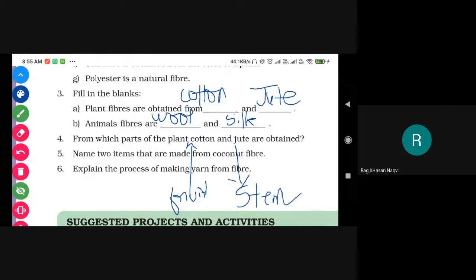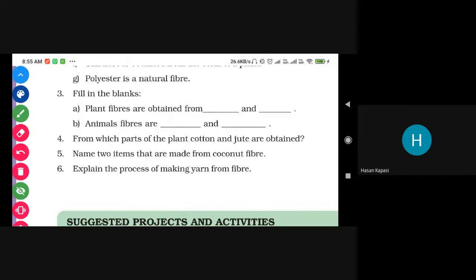Once again, from which parts of the plant are cotton and jute obtained? Ma'am, cotton is the fruit, and jute is the stem. Very good. Now name the two items that are made from coconut fiber. Ma'am, rope and mats. Okay, rope and mats.